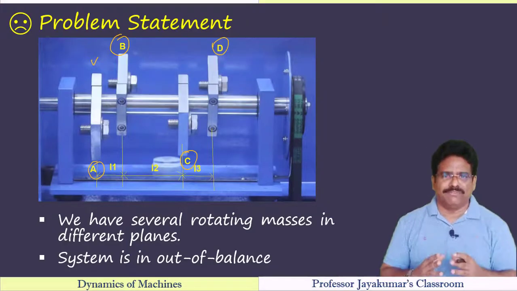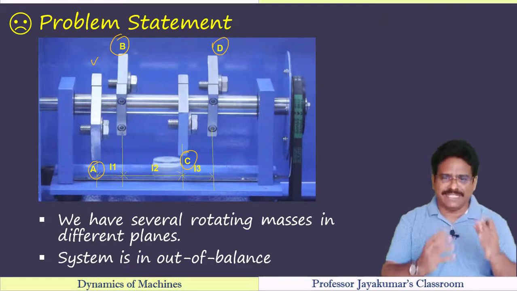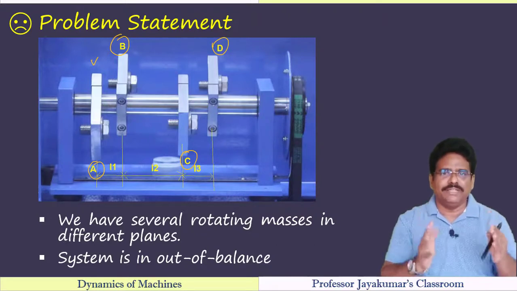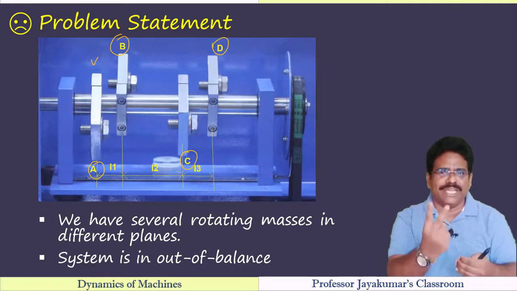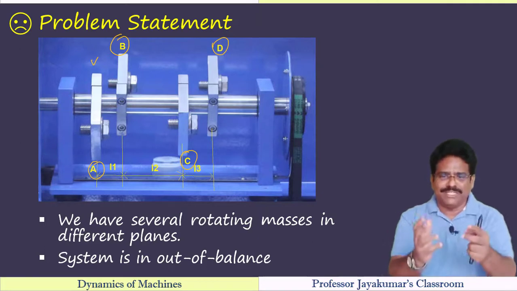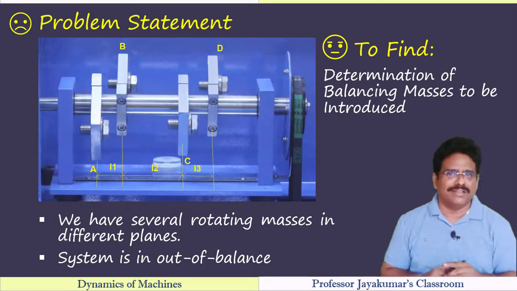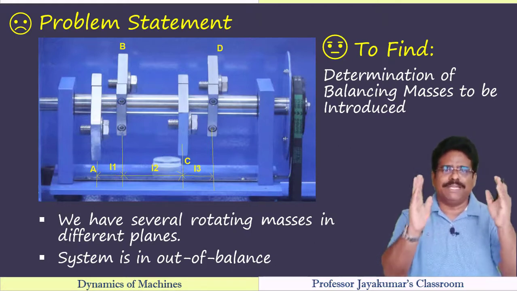What is that problem? For simplicity, we have shown here four rotors, namely A, B, C and D, which are revolving not in the same plane. So they are revolving in different planes. When masses are revolving in different planes, we need to take care of balancing of forces as well as balancing of couple. Then only the system will be in complete balance. When system is out of balance, how do we need to balance it? Usually we will be adding two balancing masses in two different planes.